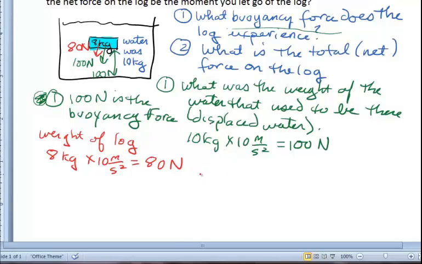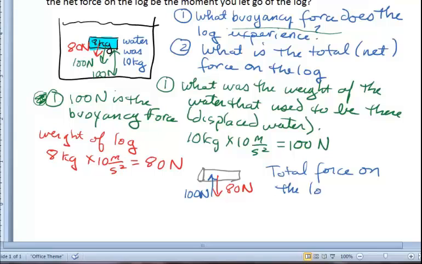So altogether we can go like this. Here's our log. It's looking forlorn and gray, but that's what it's doing. Now, the weight of that log is 80 newtons. The buoyancy force experienced by that log upwards is 100 newtons. So, the total force, or net force, on the log is 100 up minus 80 down, and so clearly we're going to get 20 newtons upwards, and that's the total force that's experienced by the log.